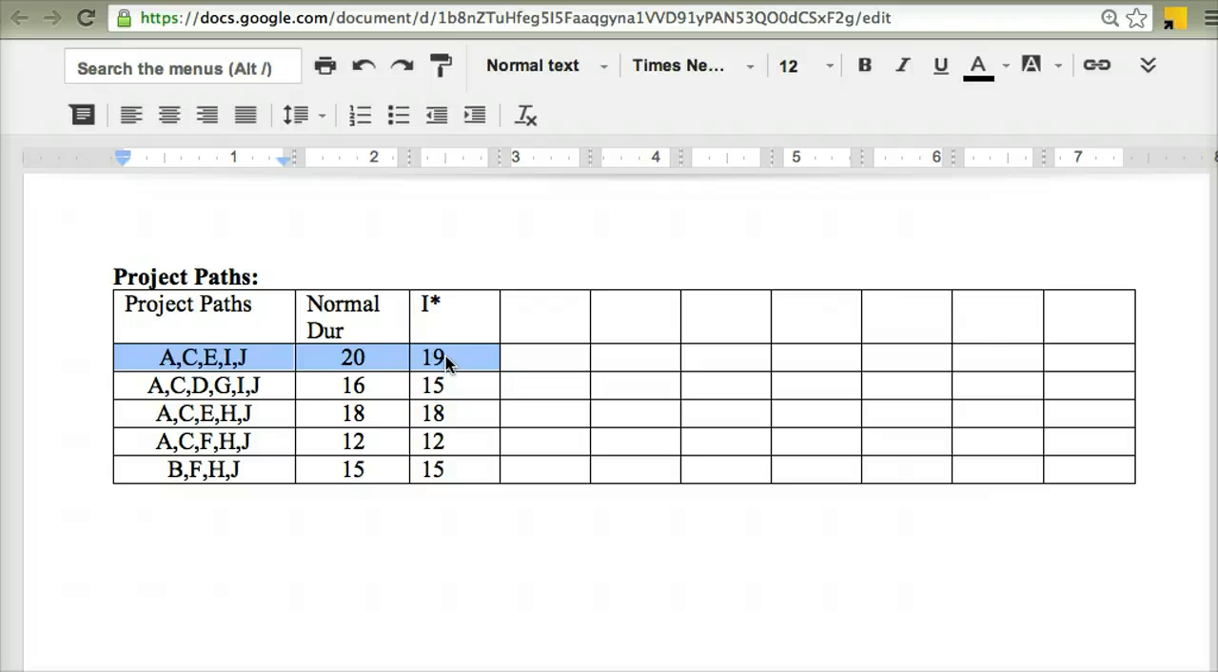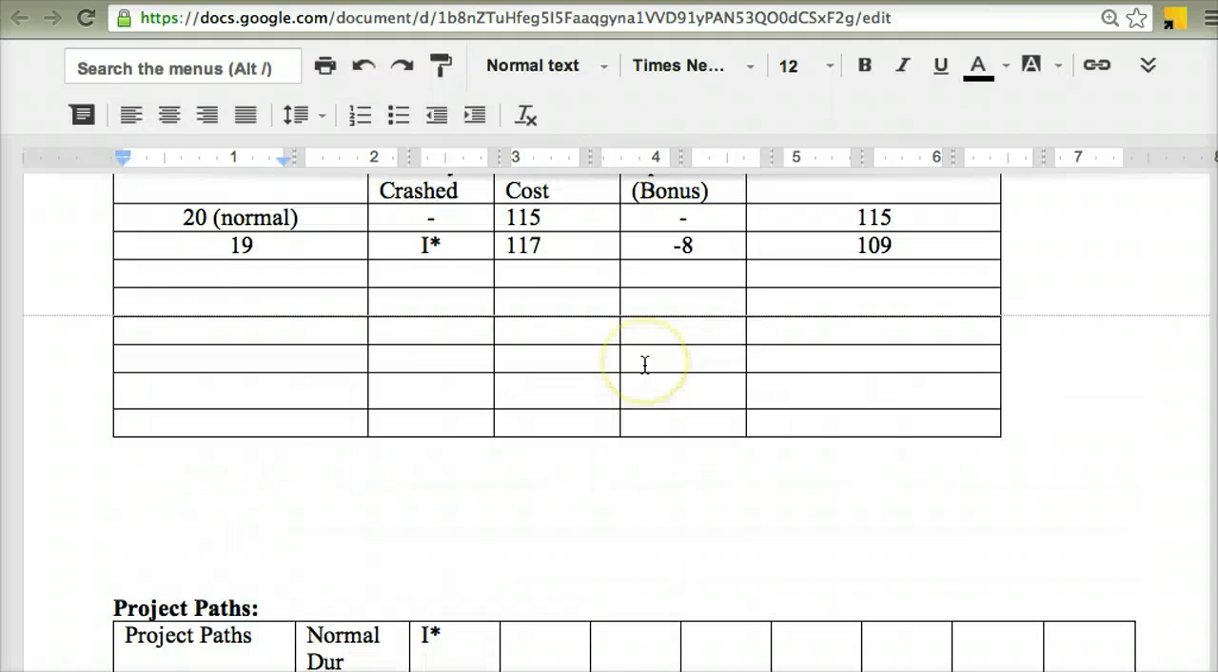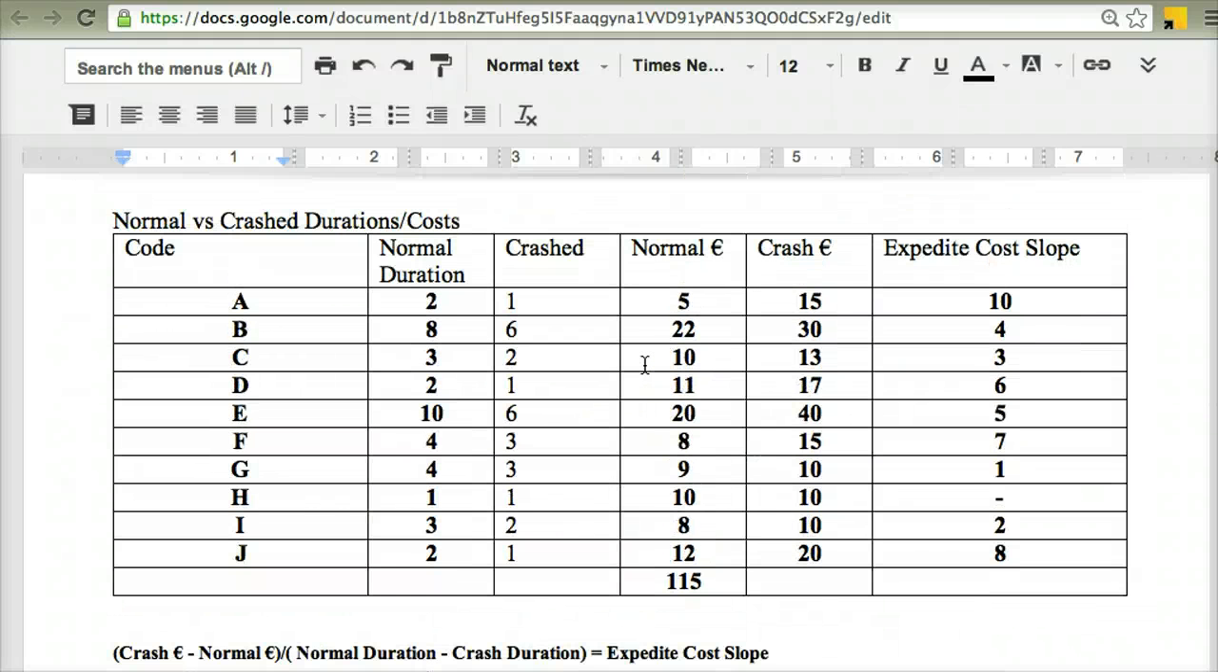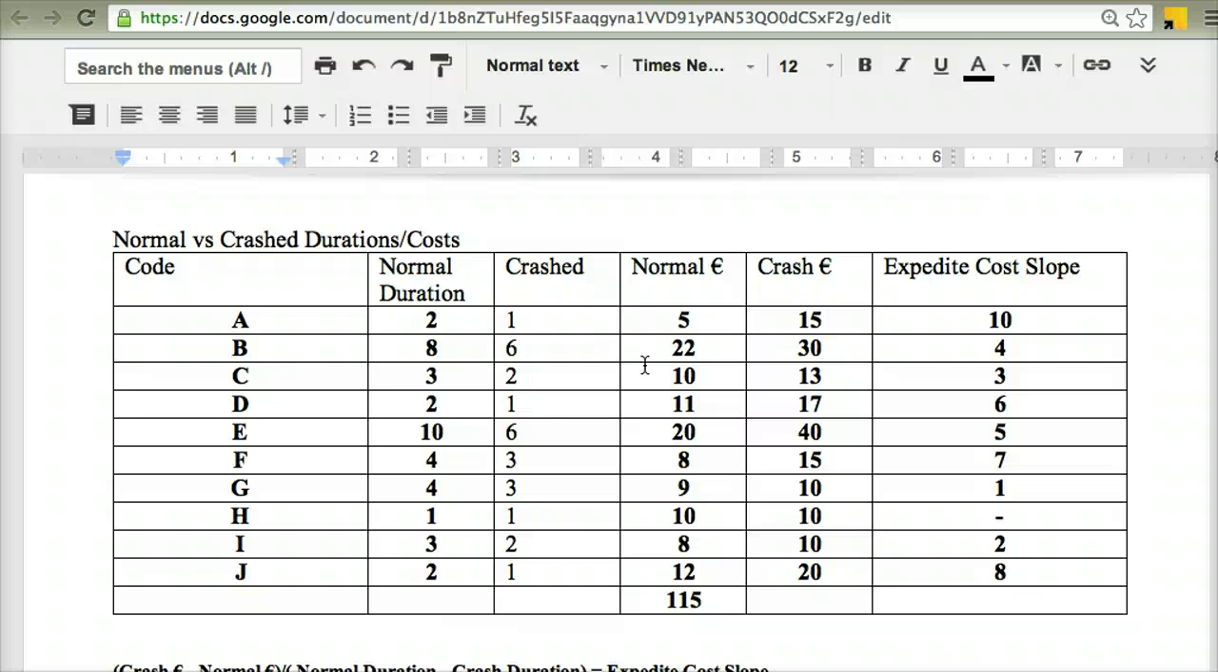Now that I've crashed my project by 1 day, I'm going to go back and look for the next thing that I'm going to crash. The next activity that I can crash, again, has to be on the critical path. I has been completely crashed out, so I can't look at I anymore because that's been crashed down to 2 and that's the limit on it.